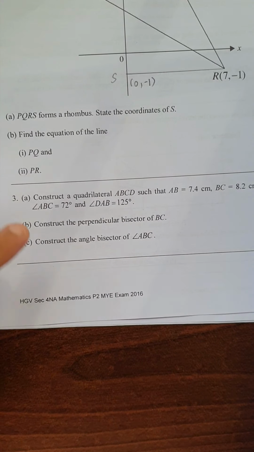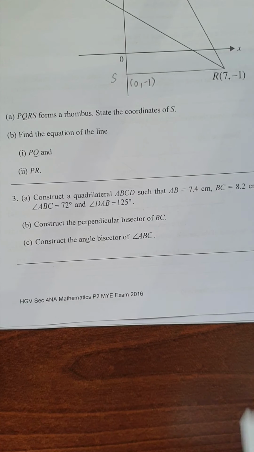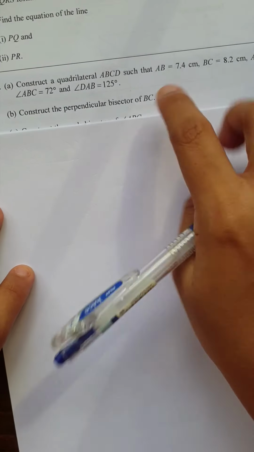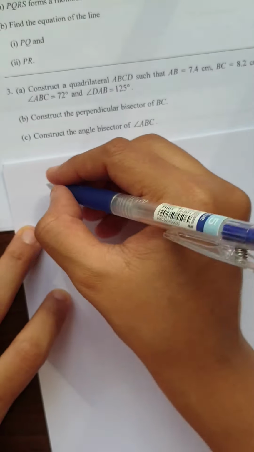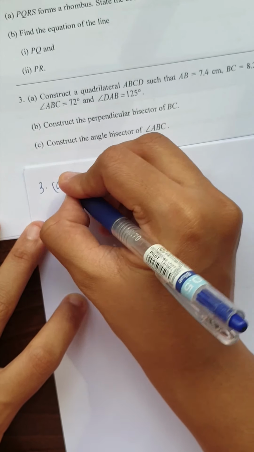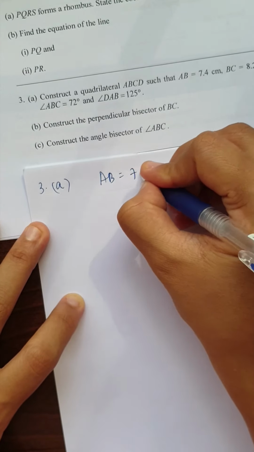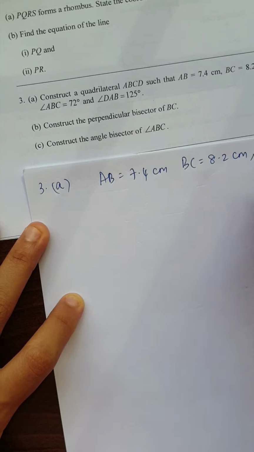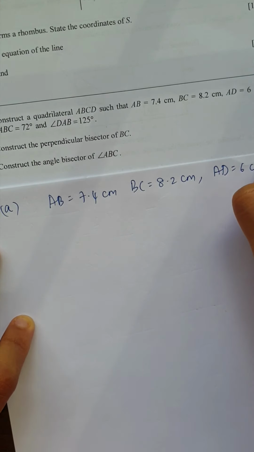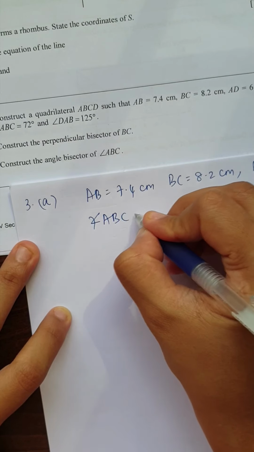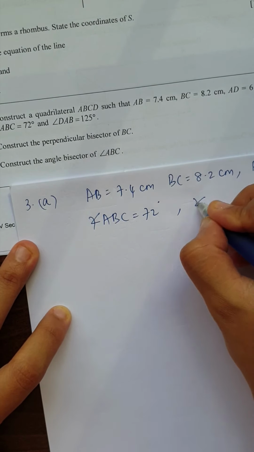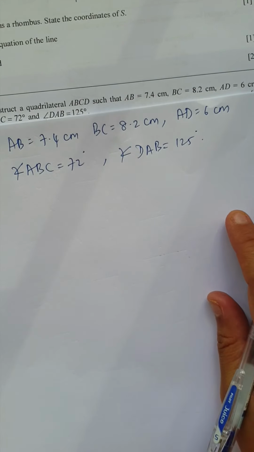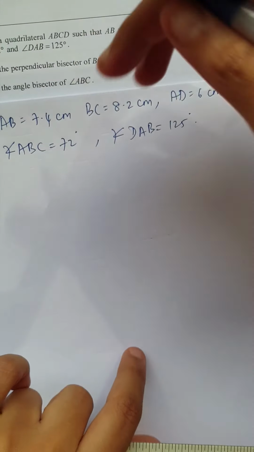Question number 3 is actually a construction, which is basically constructing a quadrilateral ABCD such that AB is given to you as 7.4. So let me write it down here. This is question 3, part A, construction. AB is 7.4 cm, BC is 8.2 cm, AD is 6 cm, angle ABC is 72 degrees and angle DAB is 105 degrees. For this I'm going to need a ruler, a pencil, as well as a compass. This is your sec 1 topic.